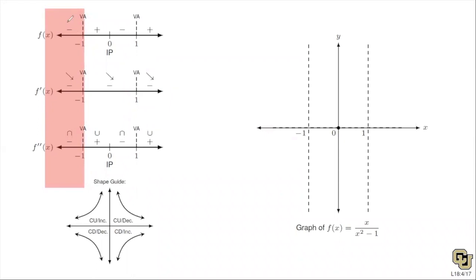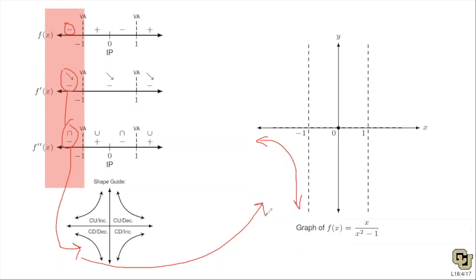Let me tell you. So I know the function will be below the x-axis, and then I know that it's decreasing and concave down. I can use these two to get the shape. Decreasing and concave down looks like this. So below the x-axis, decreasing and concave down on the left of -1. That's what the graph looks like right there, based on the shape guide and the fact that it's negative.